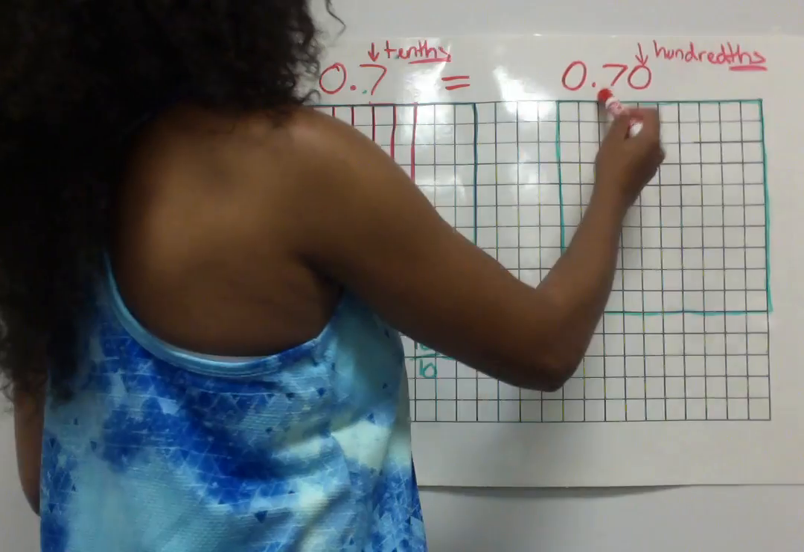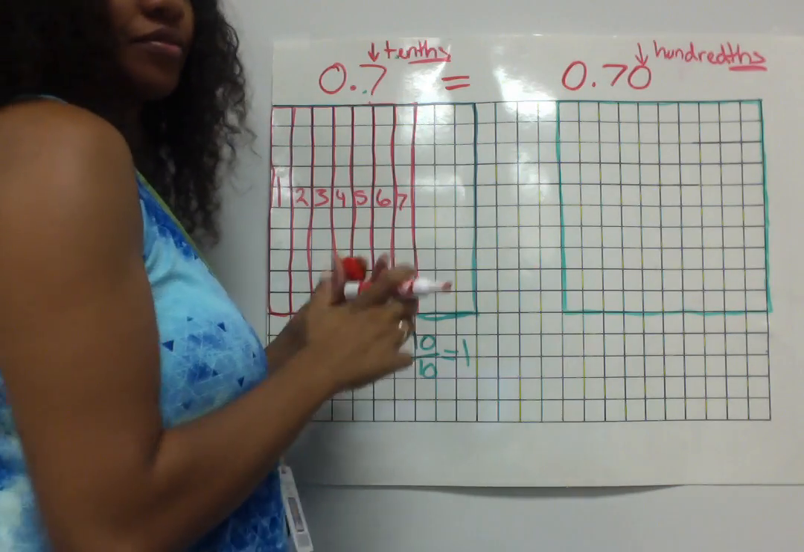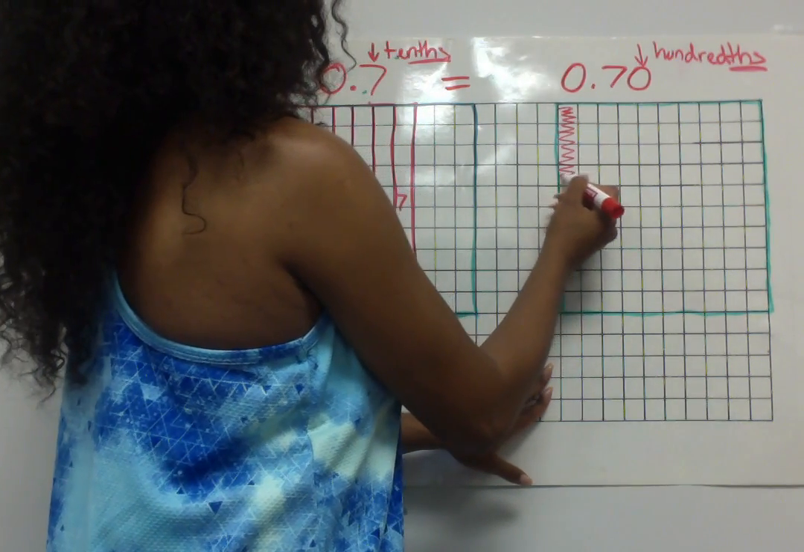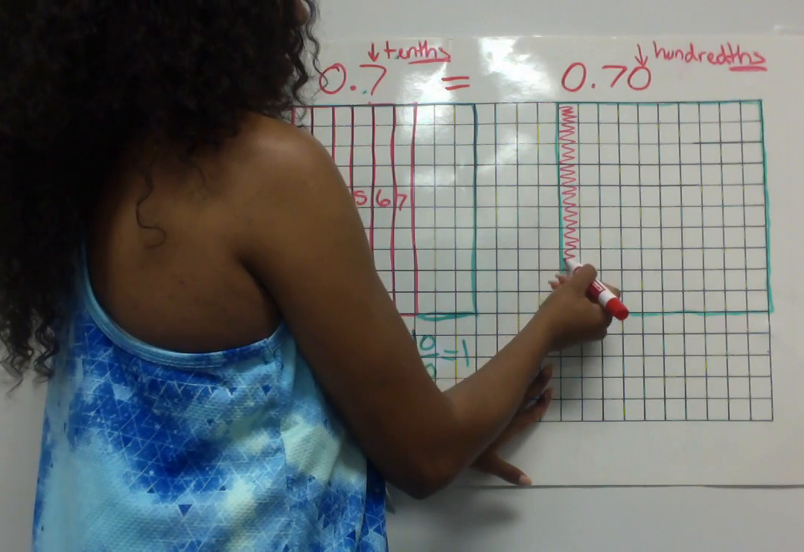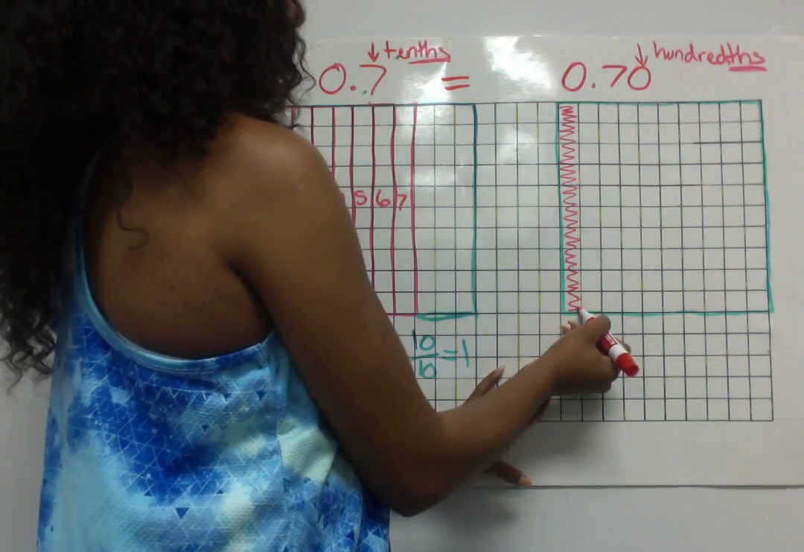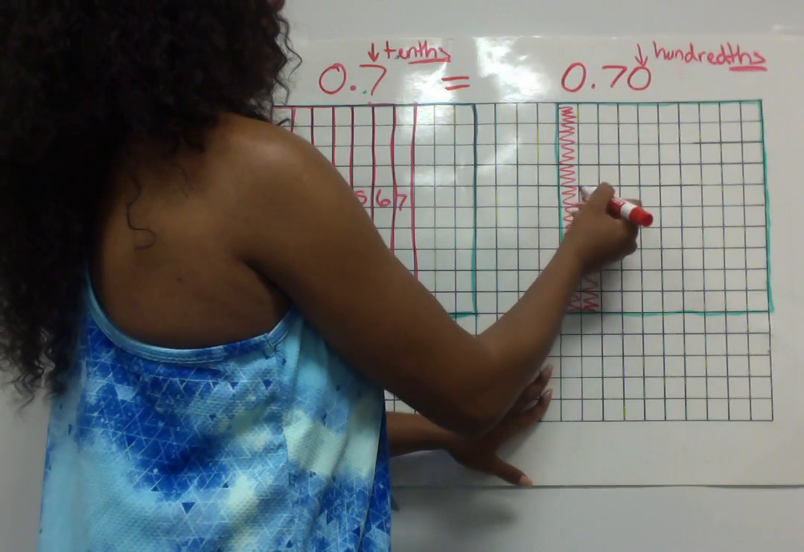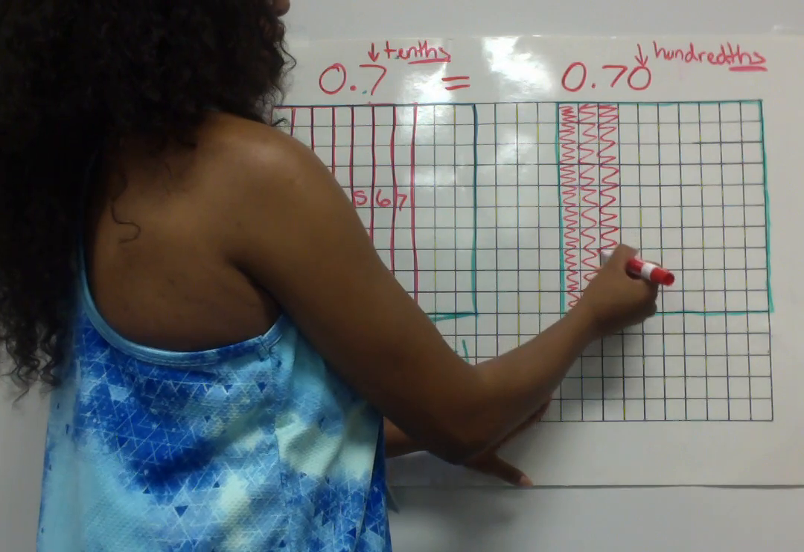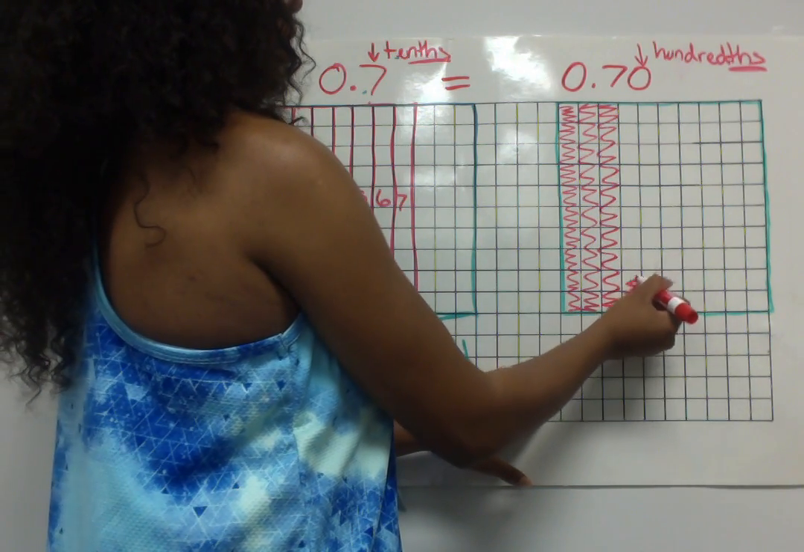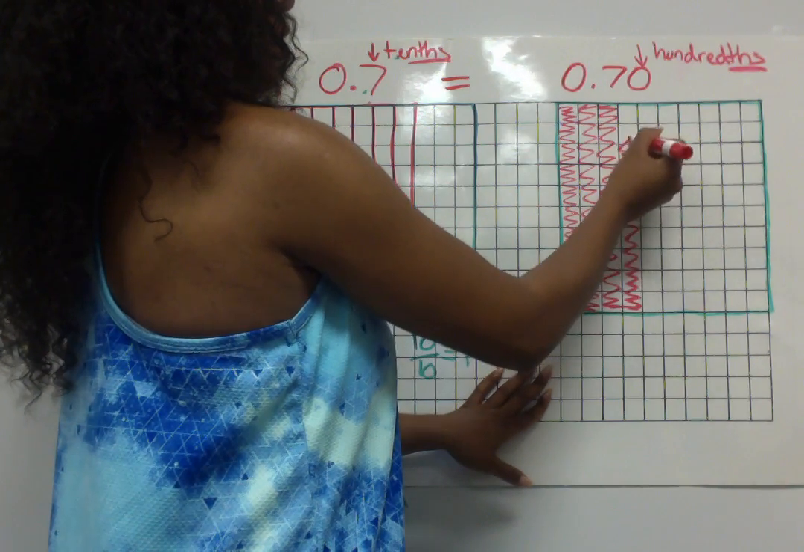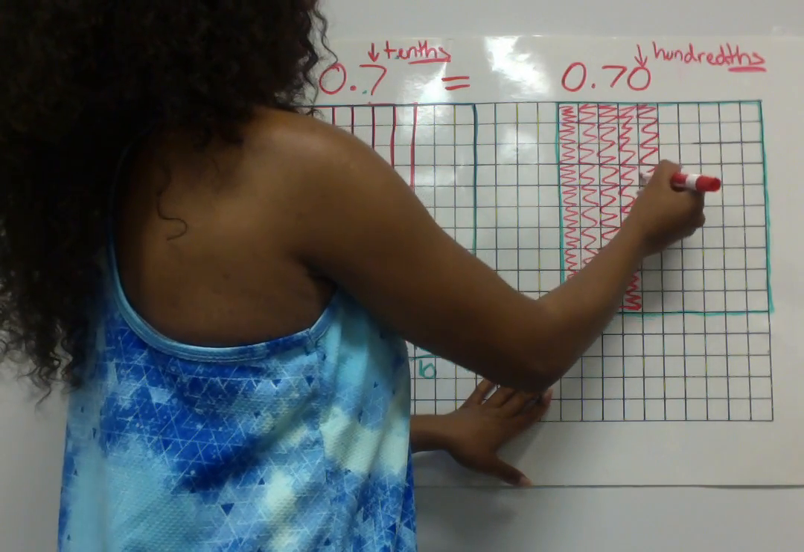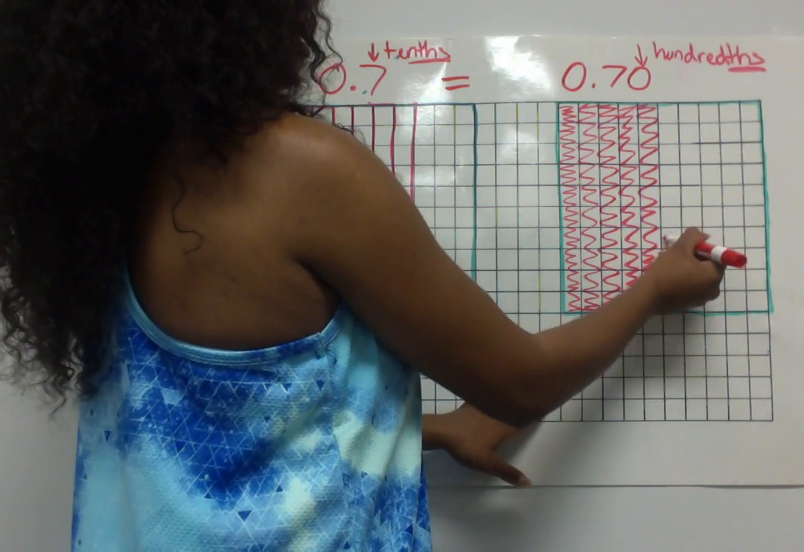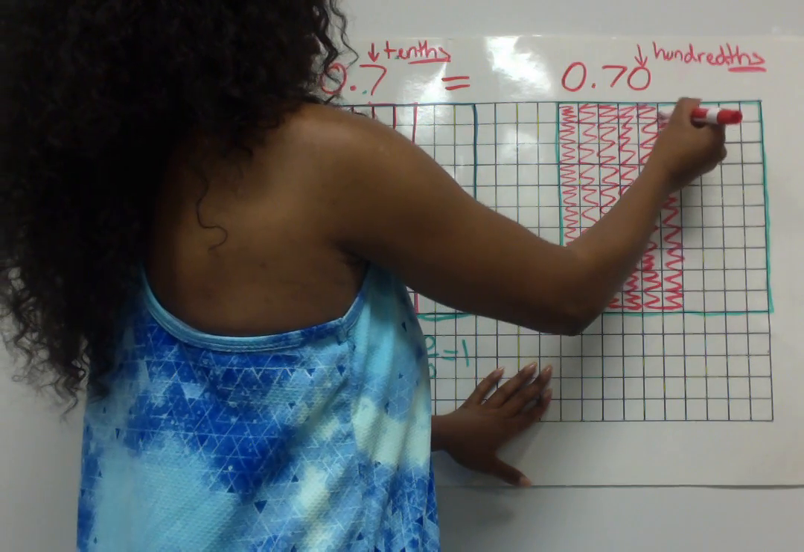And you're shading in 70. So that's 1, 2, 3, 4, 5, 6, 7, 8, 9, 10. 20, 30. All the way down here is 30. 40. 50. 60, 70.